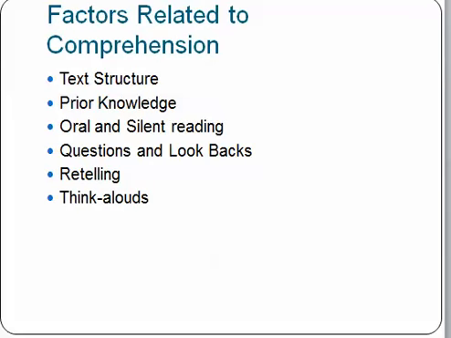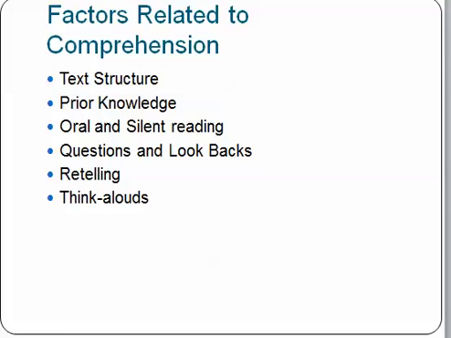Factors related to comprehension. Text structure. Text structure is going to play into a child's ability to comprehend. We have narrative text, which are easy to recall and comprehend, especially if we have been a child that has been read to since a very early age. We've probably had lots of exposure to narrative text. We understand that there are story elements, character, setting, plot, and so that's what we're looking for.